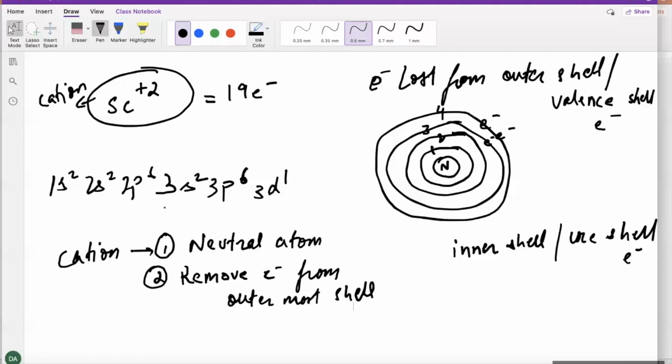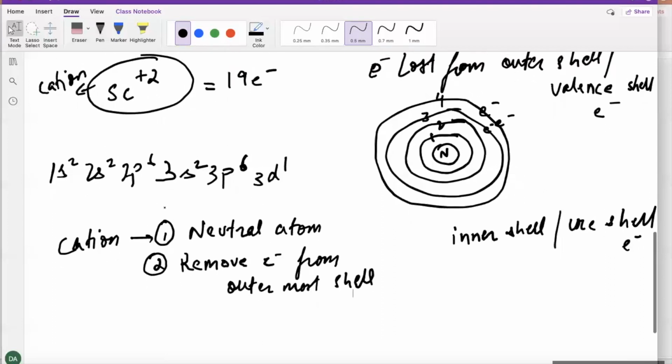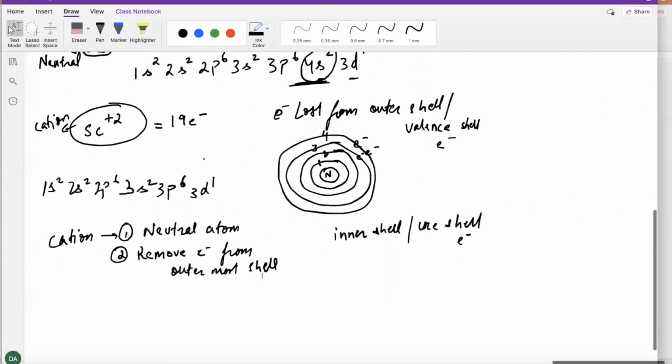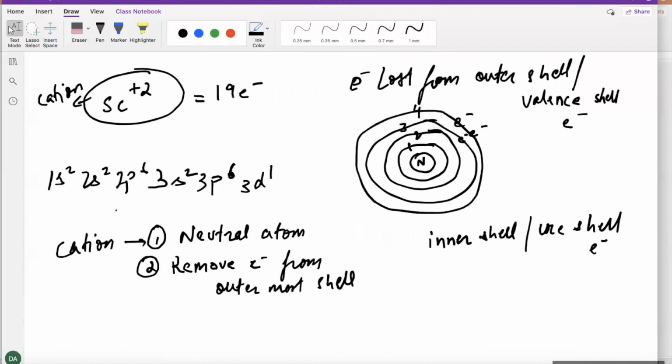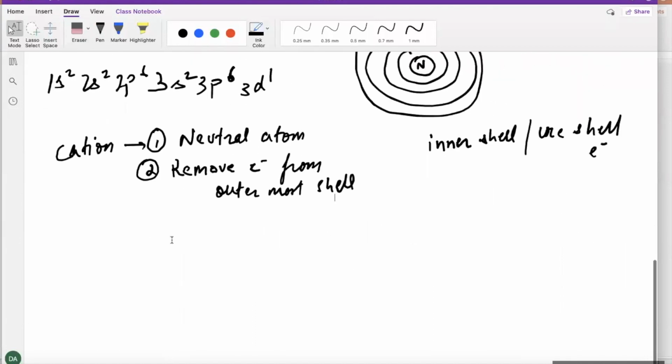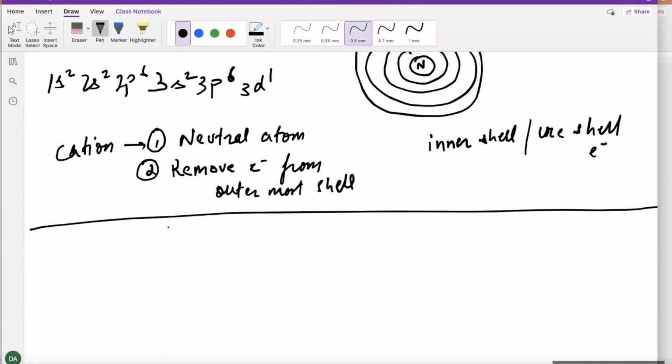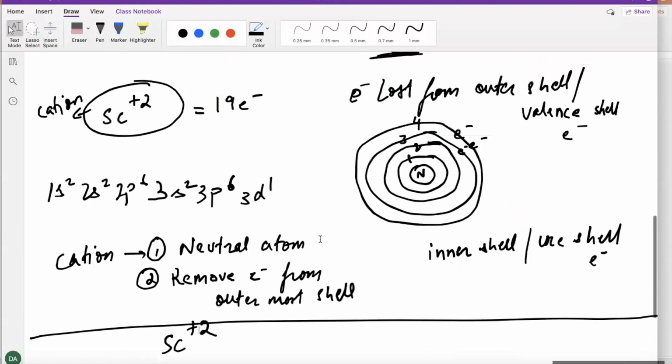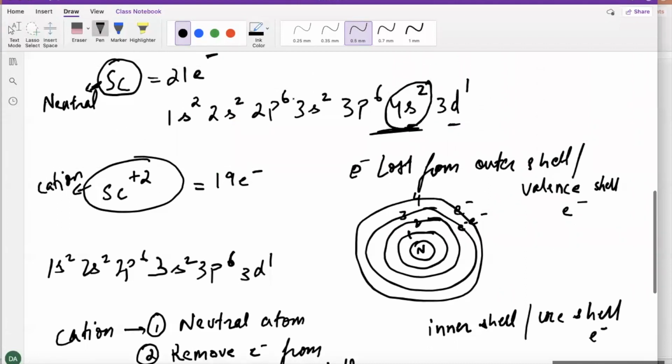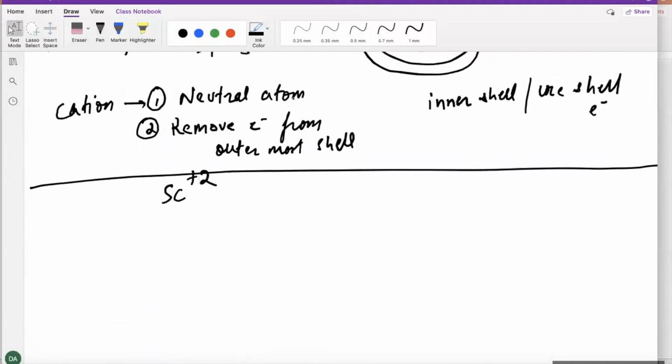Okay, so let me now show you the incorrect way of doing this. Let's say on the exam I ask you, what is the electron configuration for scandium plus 2? I'm going to discuss the wrong way of doing this. I don't ask you for scandium, so you don't have that electron configuration written already, because the question directly says scandium plus 2. So you think in your head that scandium has 21 electrons, so scandium plus 2 must be 19 electrons.